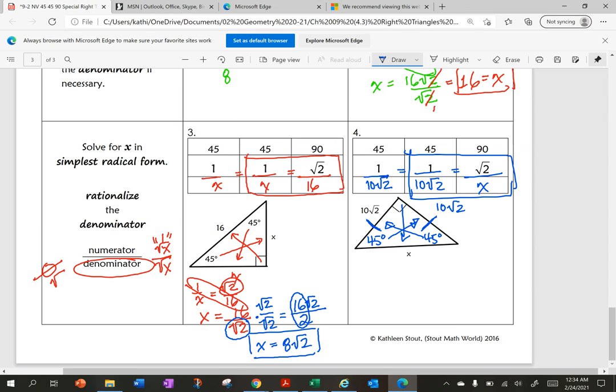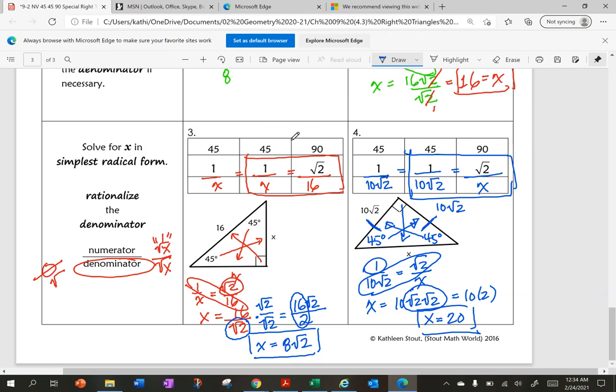Okay, so I have 1 over 10 times the square root of 2 equals the square root of 2 over x. So x equals 10 times the square root of 2 times the square root of 2 divided by 1. So the square root of 2 times the square root of 2 is 2. So this is 10 times 2. So 10 times 2 is 20. Okay, that's it.